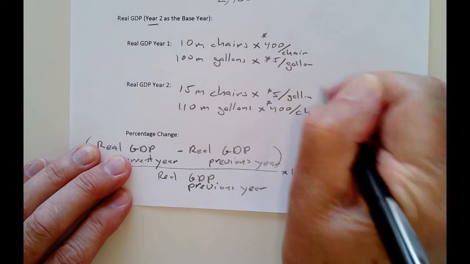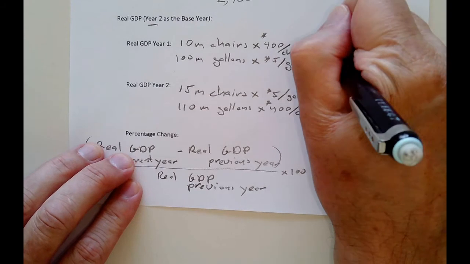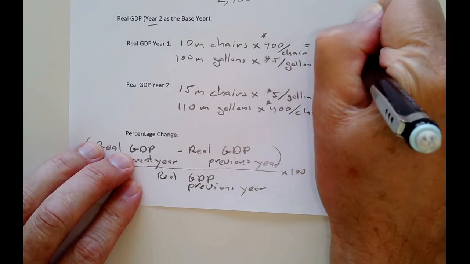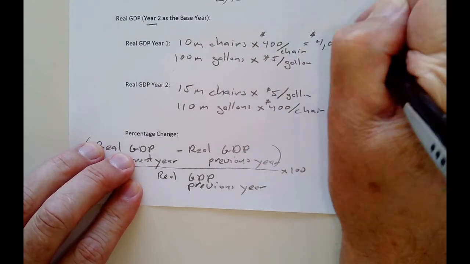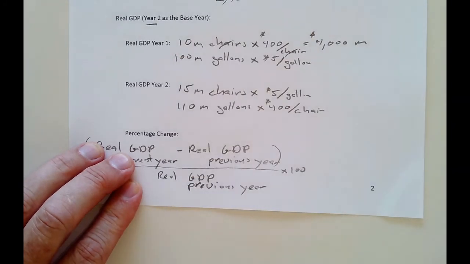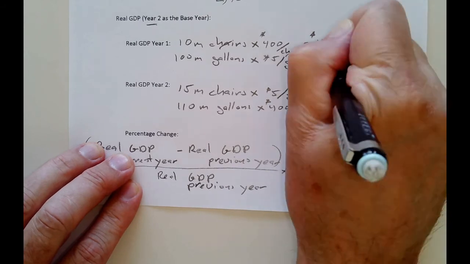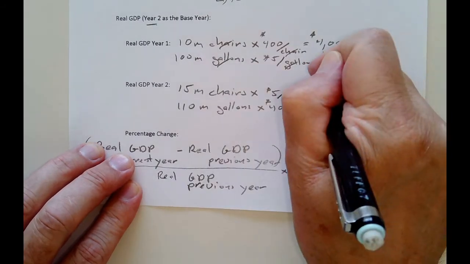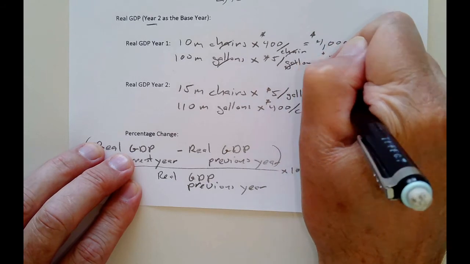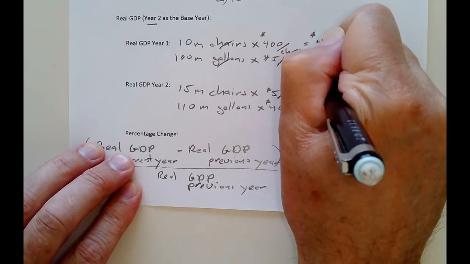And so we take the 10 million shares, we times that by $400. That gives us $4,000 million. And the shares cancel out. And then we have 100 million gallons at $5 per gallon. That's 500 million dollars. Gallons cancel out. Add them together. The real GDP for year 1 using year 2 prices is $4,500 million.